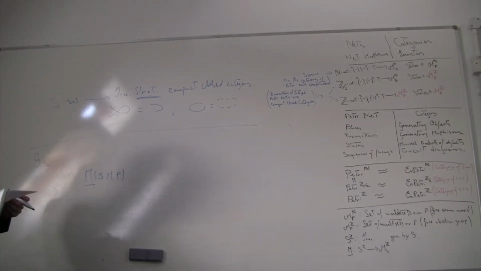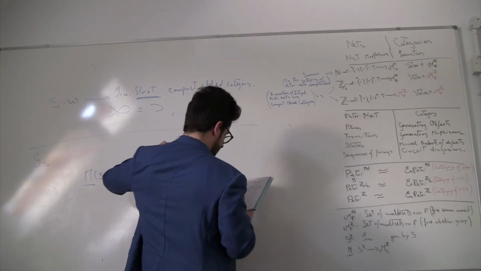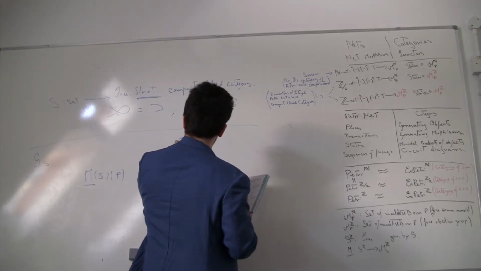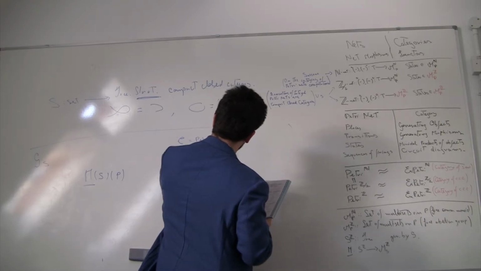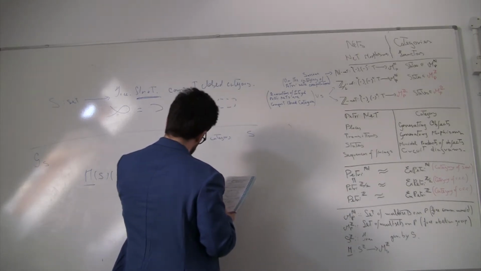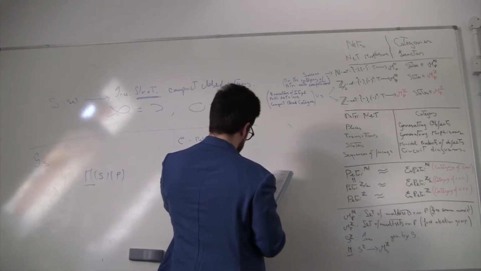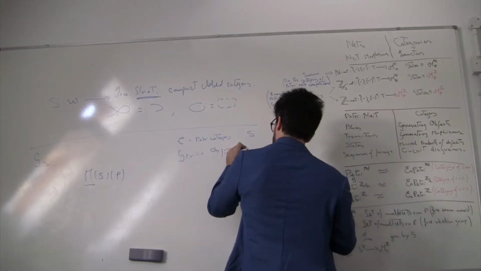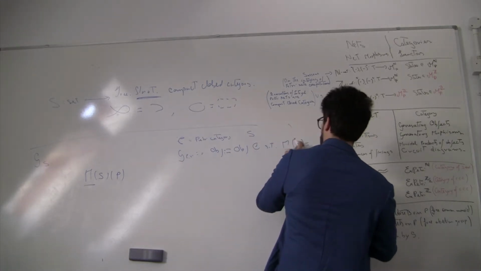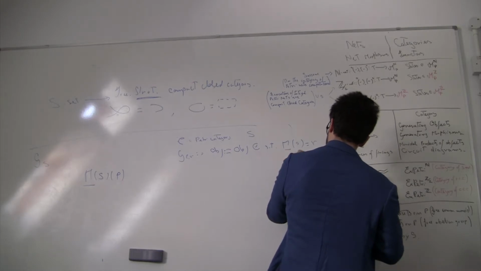So what you can do with this thing now is define, if C is a Petri category and the objects are generated by S, then I can define G C nu, where nu is an integral multiset, and the objects are defined to be the objects of C such that M equals nu for each S.